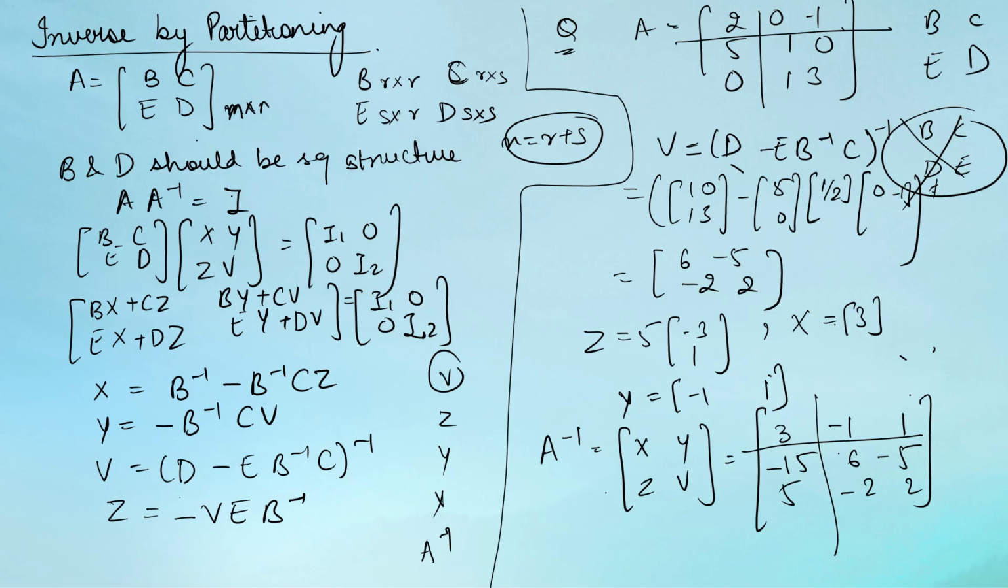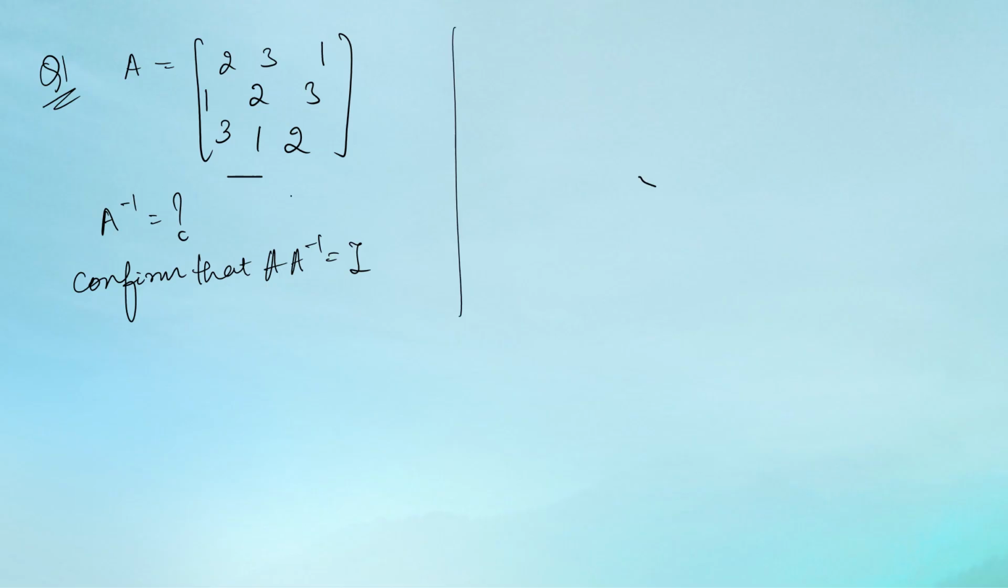So this was all about today's lecture, but I'll leave you all with a homework question. So write down question 1. Using inverse by partitioning, what we have covered right now, I'm not writing the whole question: 2, 1, 2, 3, 3, 1, 2. I want you to use inverse by partitioning to find its inverse and then confirm that A into A inverse is equal to the identity. This is your first question.